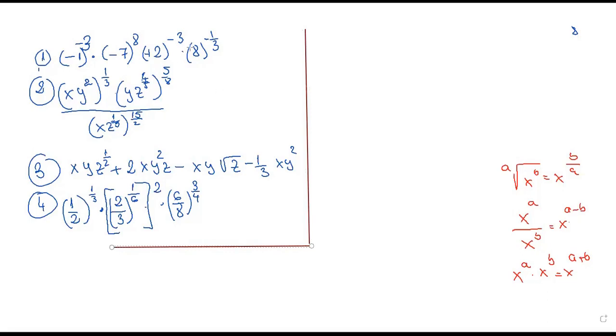Okay, problem number 3. So we have to collect like terms. So it would be x plus 2x minus x minus 1 over 3x. What are the like terms? Underline with the same type of line the like terms.